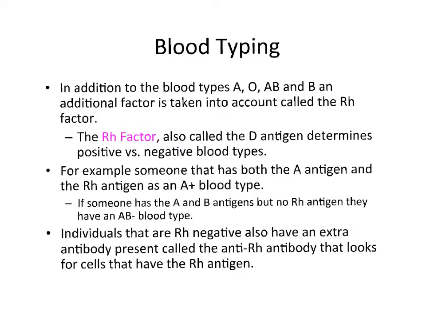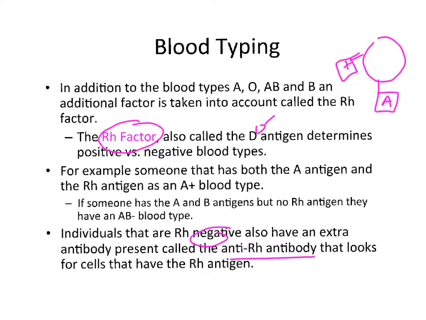The extra factor in blood typing is that not only do we have A, B, and O cell types, but we also have what's called an Rh factor, sometimes called the D antigen, and this is what determines positive or negative. So let's pretend this is an A, so it's got an antigen on there for A, and it could have a whole other antigen for Rh, and that would make it positive. Individuals that are negative lack the antigen, but they can attack. They have an antibody that would attack other positive people.